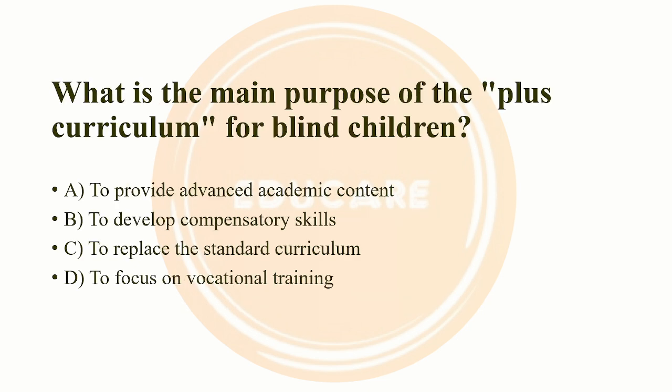Next, what is the main purpose of the special curriculum for blind children? Options: to provide advanced academic content, to develop compensatory skills, to replace the standard curriculum, to focus on vocational training. The answer to this question is option B, that is to develop compensatory skills.